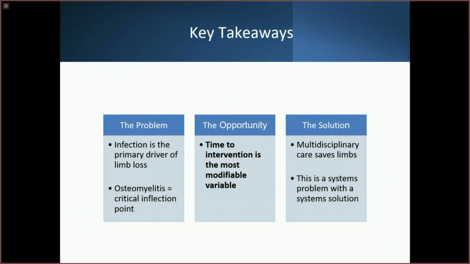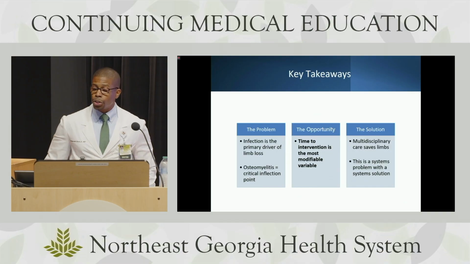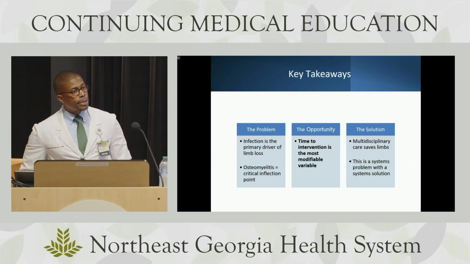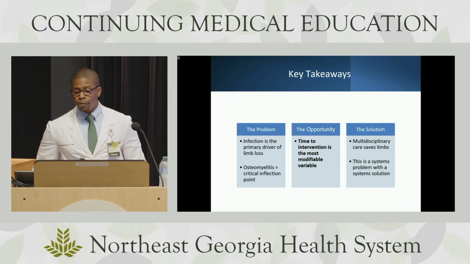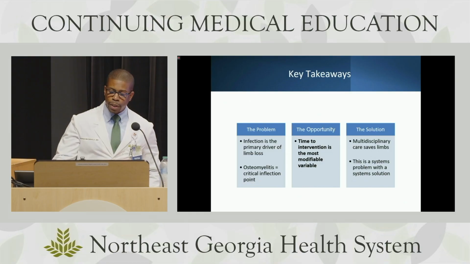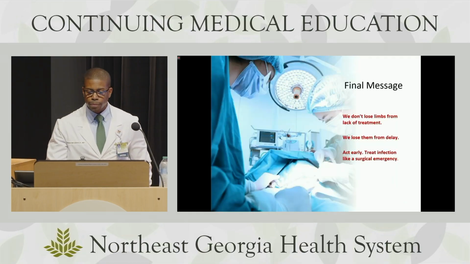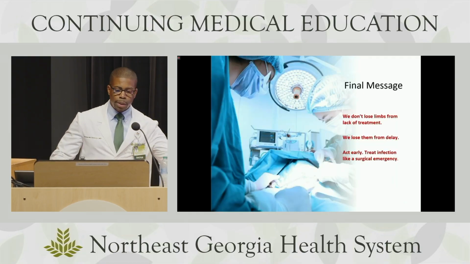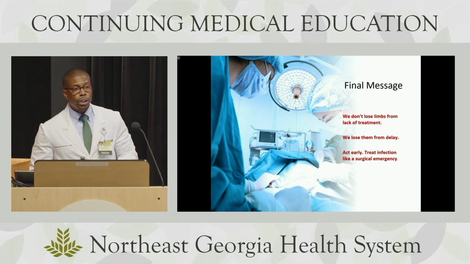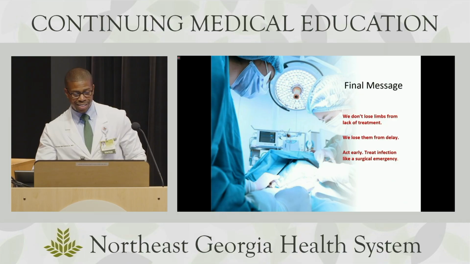So to summarize, DFI and DFO are the primary drivers of amputation. Osteomyelitis is a critical inflection point. Timing is the most modifiable factor, and multidisciplinary systems are essential to improving outcomes. We don't lose limbs from a lack of treatment, we lose them from delay. Act early, treat infection like a surgical emergency.